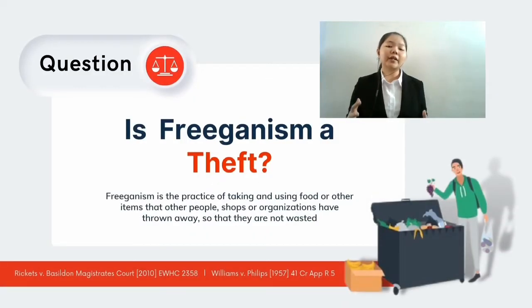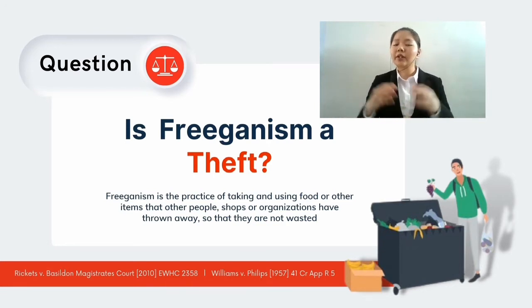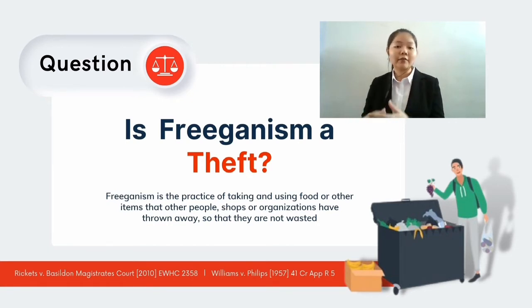So after knowing the physical and fault elements of the theft offence, here comes an interesting question for us to think about: whether freeganism is considered theft in Malaysia. Freeganism is the practice of taking and using items that other people, shops or organizations have thrown away, or what we know as karang guni. Generally, abandoned property is not owned or possessed by anyone. Thus, taking abandoned property would not be theft since the owner would have abandoned possession of the item.